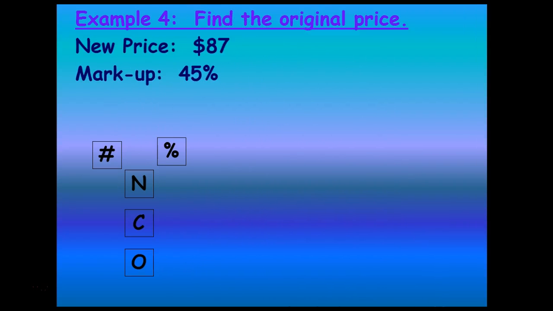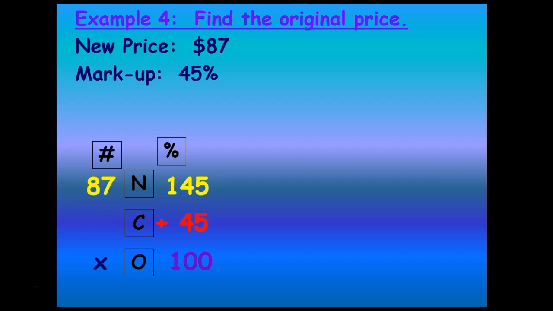In example 4, we are asked to find the original price once again. So we start with that 100 on the right side of our NCO chart because that side represents the percent side. We have a markup of 45%, so we're going to add 45 to 100. 100 plus 45 gives us 145. Once again, we're asked to find the original price, so our variable is going to go to the left of the O. We are given a new price of $87, so our 87 will go next to the N on the left side of it.